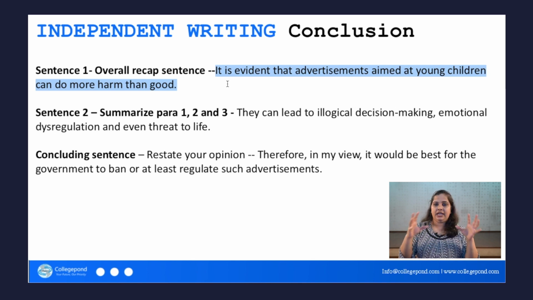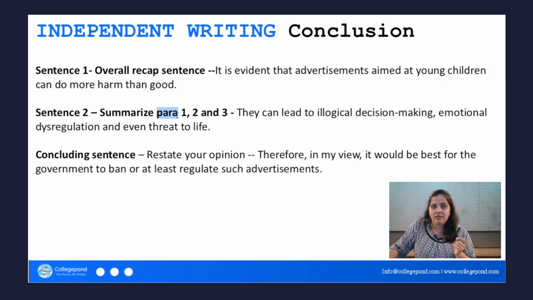So after you've given your opinion in the first paragraph, and explained paragraph 1, paragraph 2, paragraph 3, it is only right that you come to a conclusion and say that yes, it's not good for children. So you can start your concluding paragraph with that main idea. This is the topic sentence, as such, for the conclusion. Then you can again summarize para 1, para 2 and 3 in one sentence this time. Now you're going to club the gist of these 3 paragraphs in one sentence.